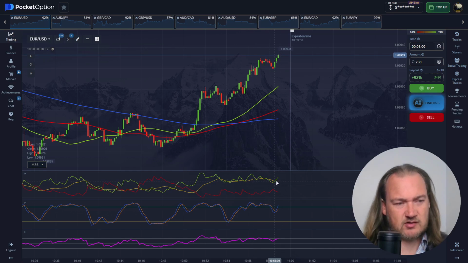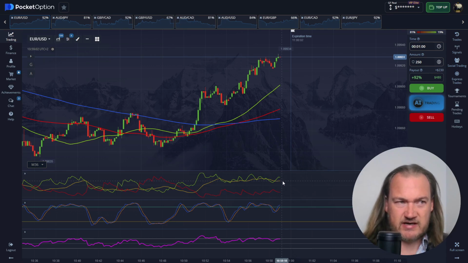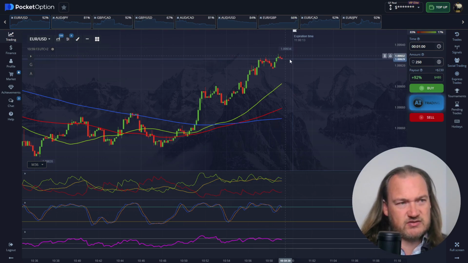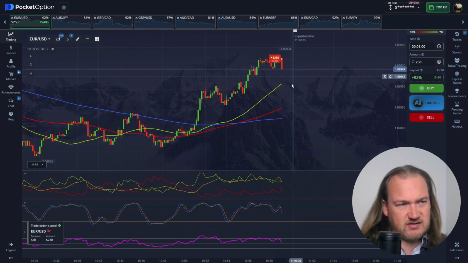Okay, so ADX is not coming down. Remember, the ADX doesn't show me direction. It only shows me strength of the movement. The DI plus and DI minus is what will be showing me the direction of the move. Does look like we have some bearish divergence here. I think I'm going to take a sell, risk it.